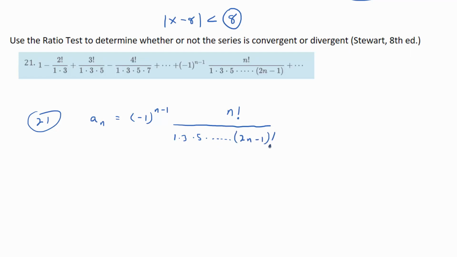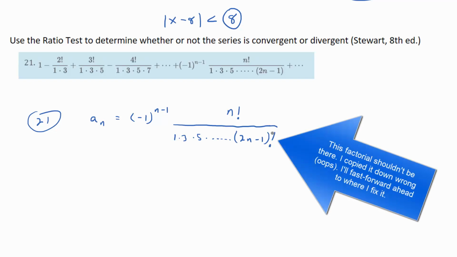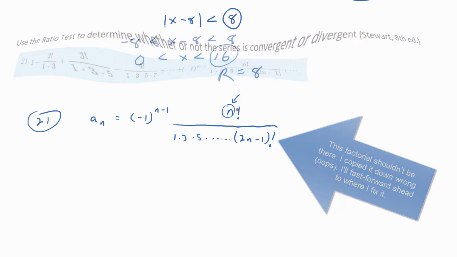They give you that. They don't tell you it's the nth term, but you can tell by looking at the numerator, because they list out several terms to begin with, starting with 1 in the numerator. Then 2 factorial is the second term, 3 factorial is the third term. So the one with n factorial in the numerator is the nth term. And it's the same directions: use the ratio test to determine whether this series is convergent or divergent.